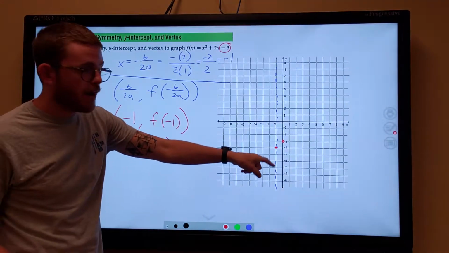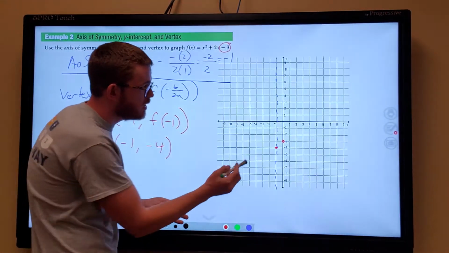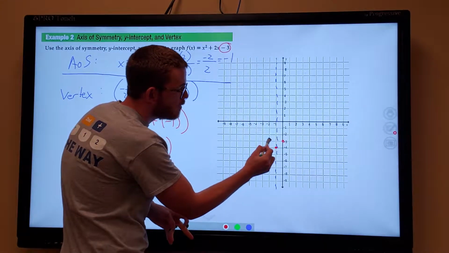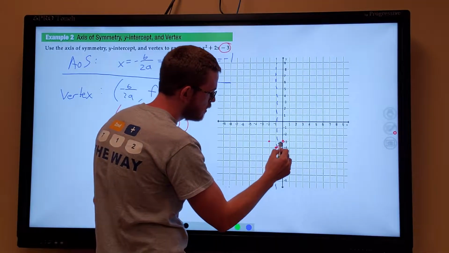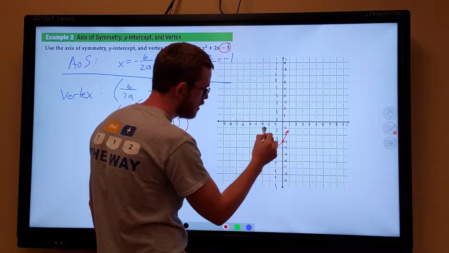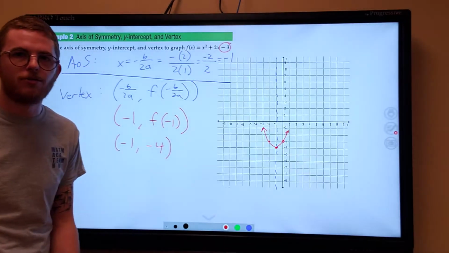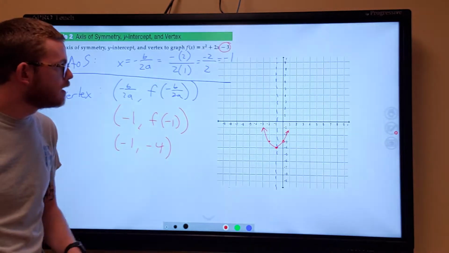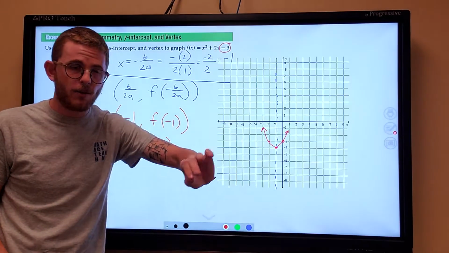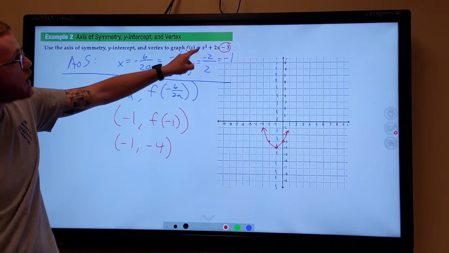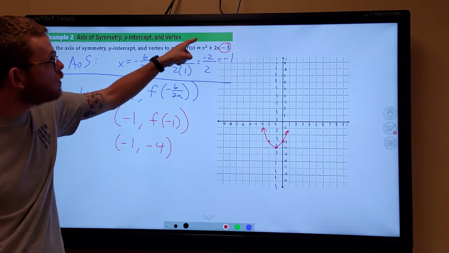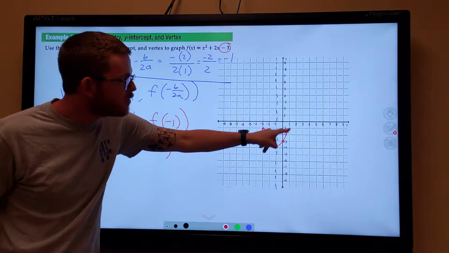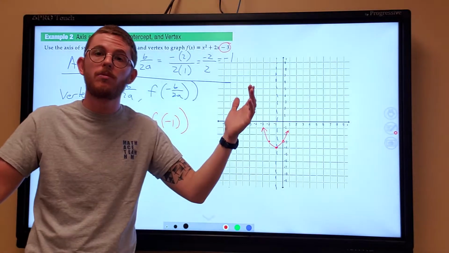We've got the center of our graph. We can now use the symmetry. If it's 1 unit to the right, it's going to be 1 unit to the left right there. And now we have an idea of what this graph looks like. Notice one last thing that I know I haven't said quite yet. Because our a value is positive, our leading coefficient is positive, this quadratic is opening up.